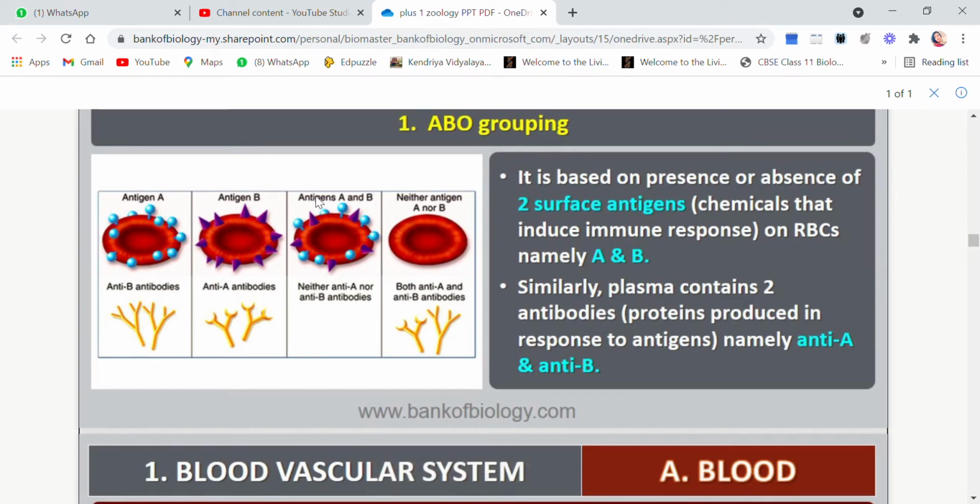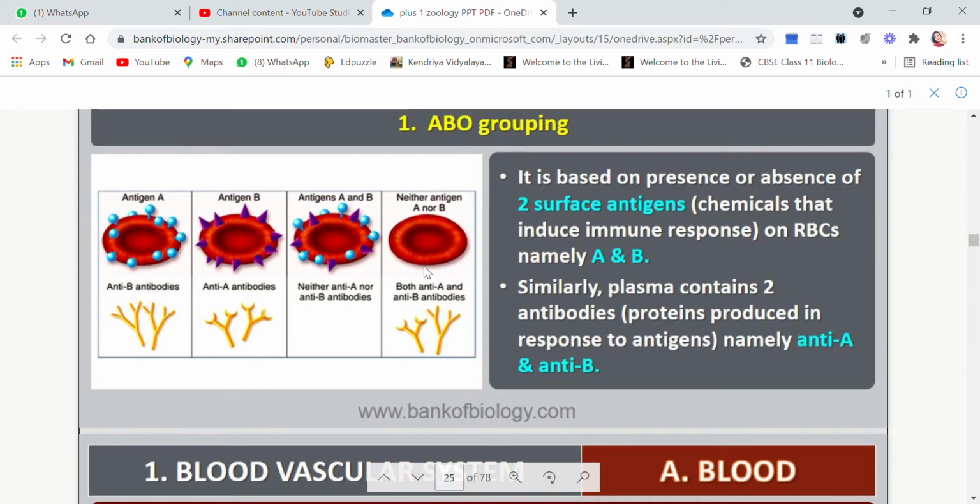In this case, this person is having both the antigens. Now, because both the antigens are present, no antibody will be there, neither A nor B. And if the person is having no antigens, then both the antibodies are present. I hope you have understood.